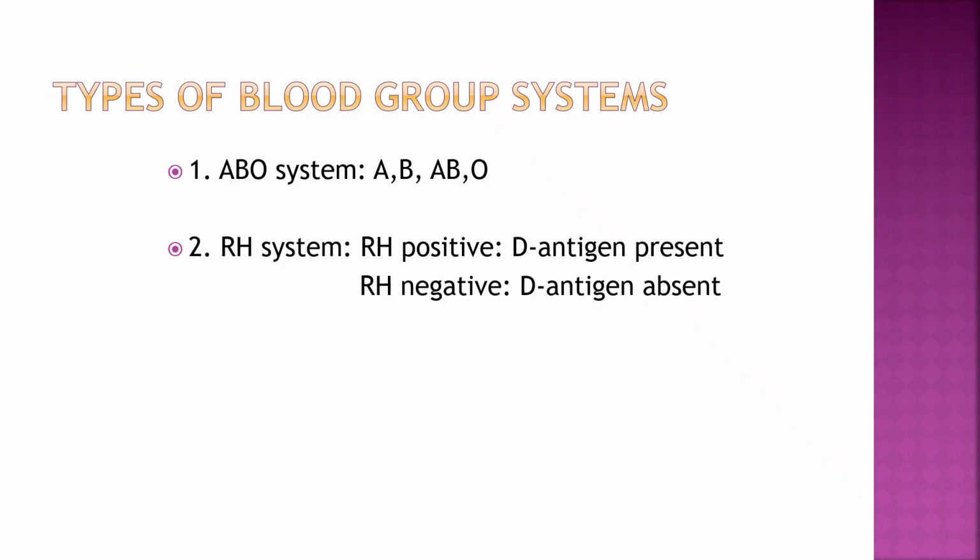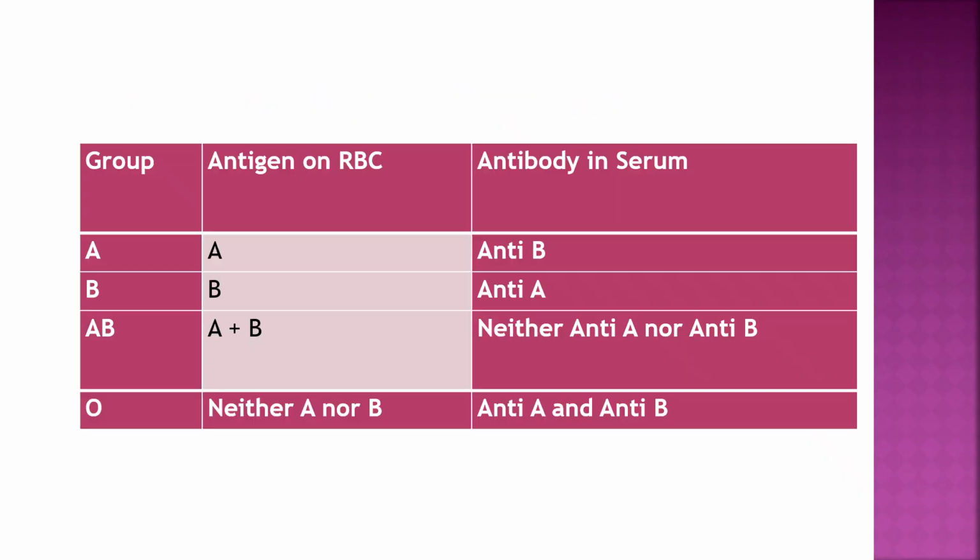So in the ABO system, mainly four types of blood groups are there: A, B, AB and O, according to the antigens and antibodies present, which we will see later on. The second system is the RH system. RH positive blood is when the D antigen is present, and RH negative blood is when the D antigen is absent. In this chart you can see group, antigens present on RBC, and antibodies.